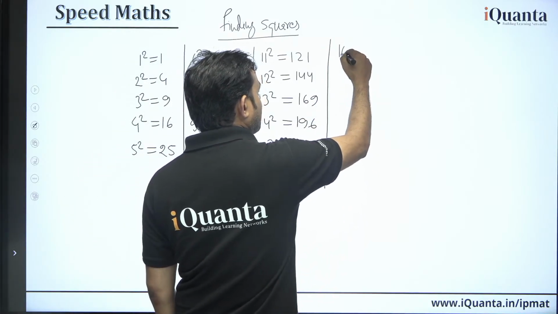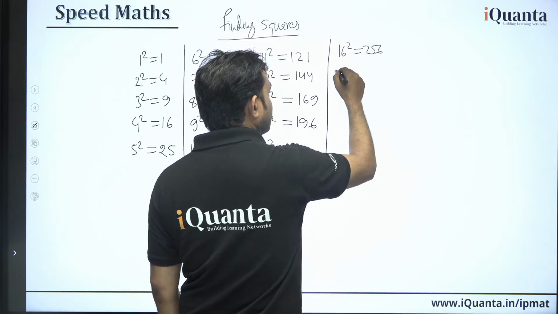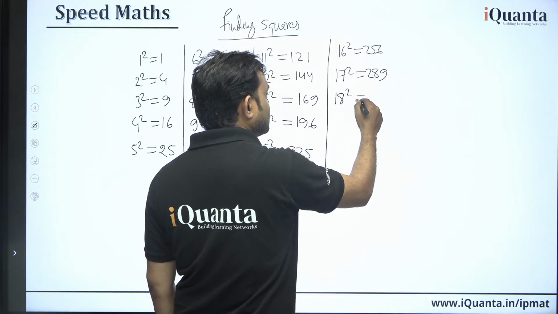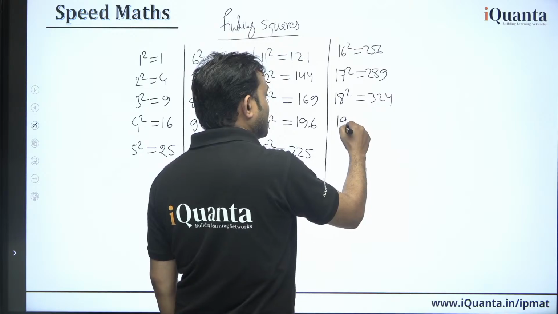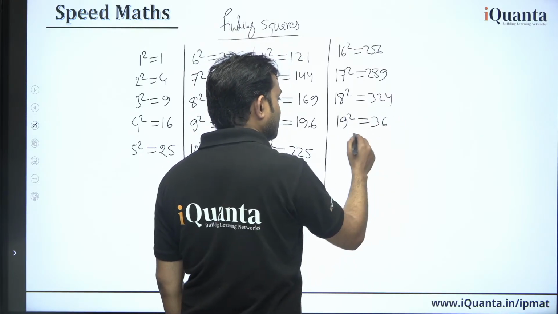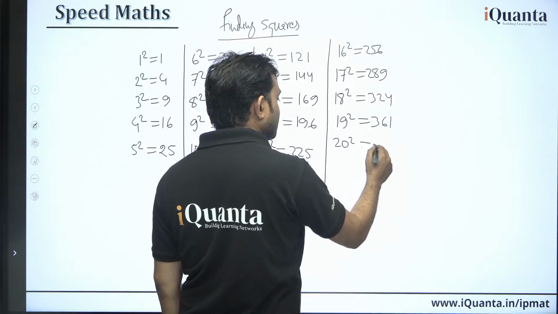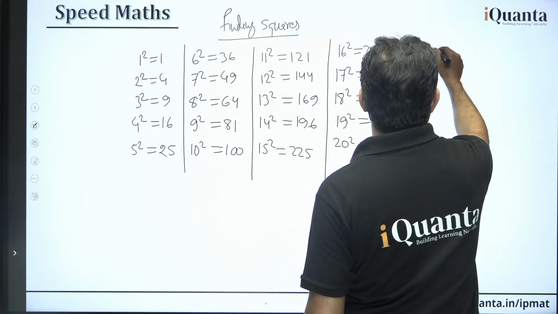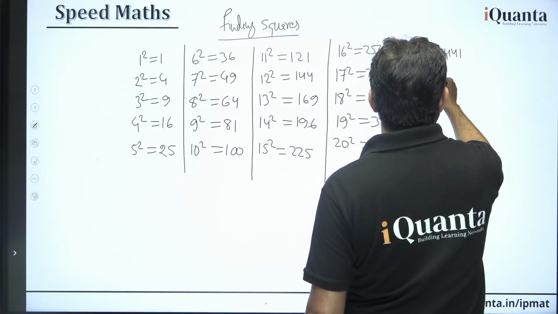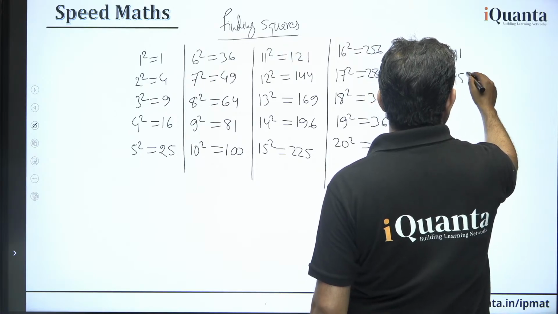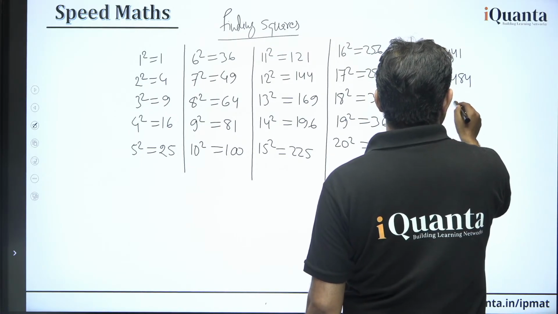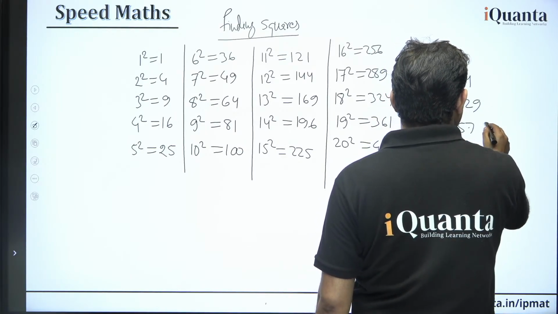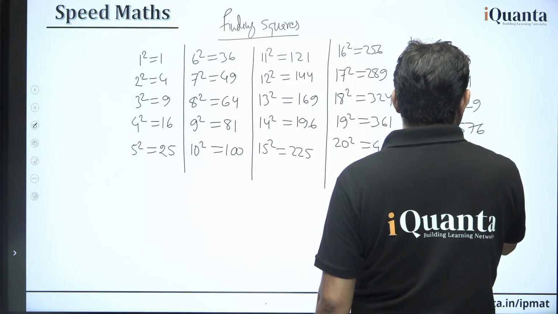Then 16 square will be equal to 256, 17 square is 289, 18 square is 324, 19 square is 361, and 20 square is equal to 400. Then 21 square is 441, 22 square is 484, 23 square is 529, 24 square is 576, and 25 square is 625.